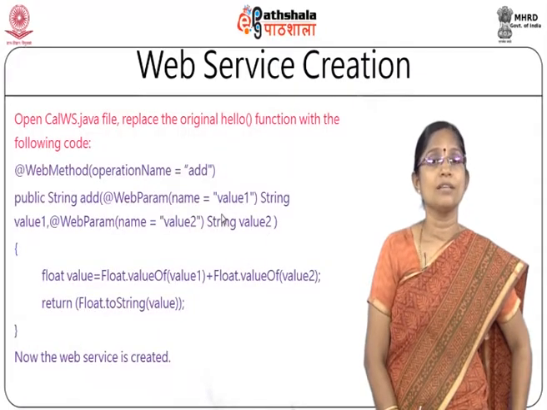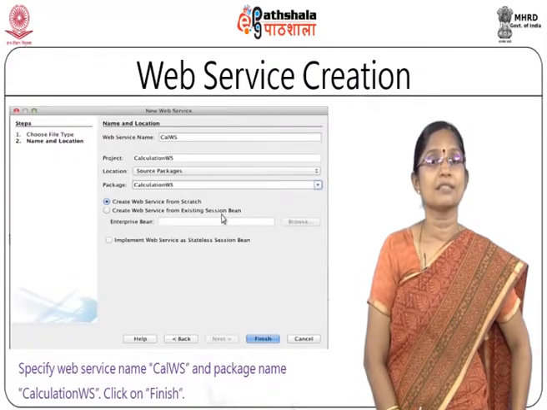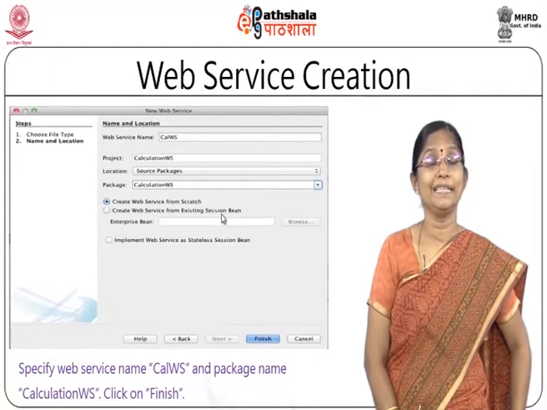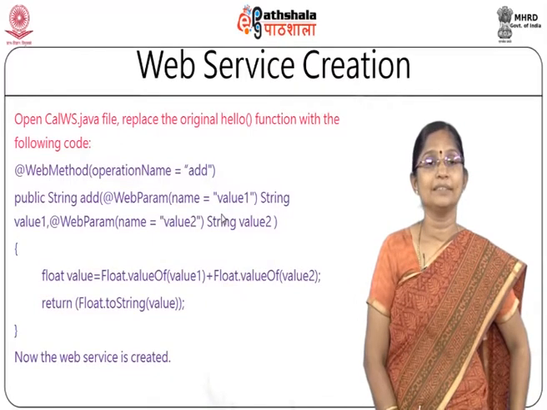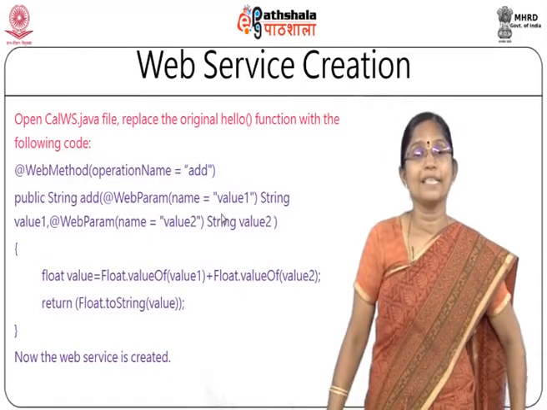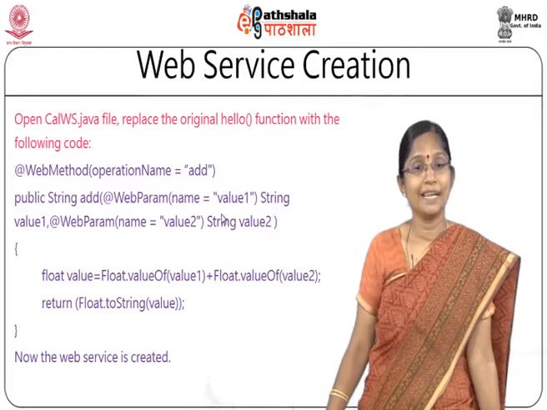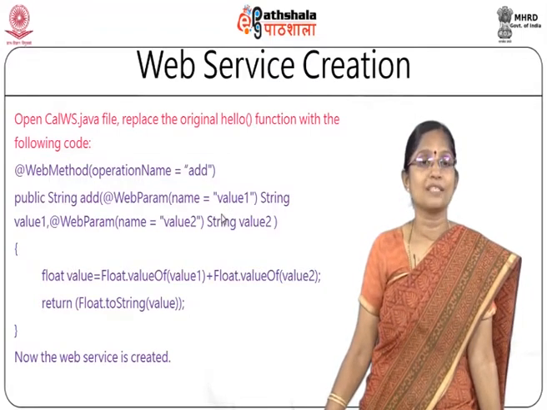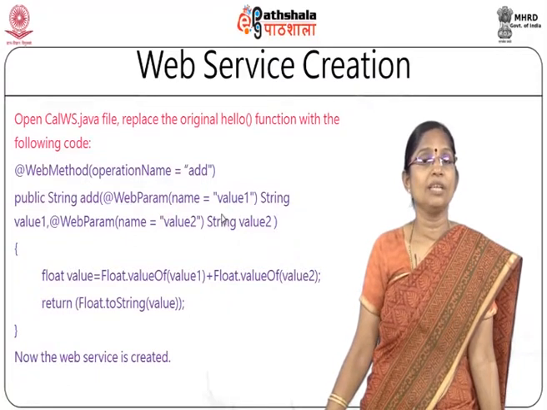Once you open this CalWS file in the editor, you will get the skeleton code. Inside the skeleton code, you can enter whatever code you want to have. You can go through the skeleton of the code, add a web method, operation name will be within quotes, it will be nothing. Now here we are going to give the name as add, then public String add, which is going to be the method name.